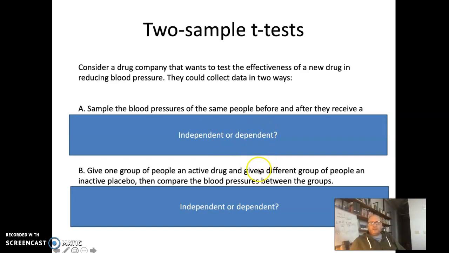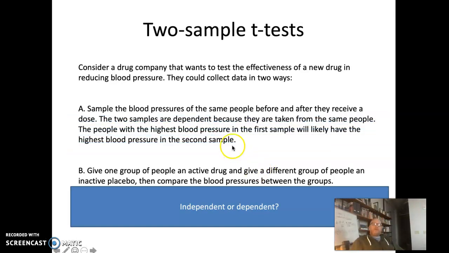Okay, hopefully you paused and tried this. The first one says that the sample of blood pressures was given to the same people before and after, so it is dependent. That's repeated measures because every score in this group is connected to a score for the exact same person in the other group.